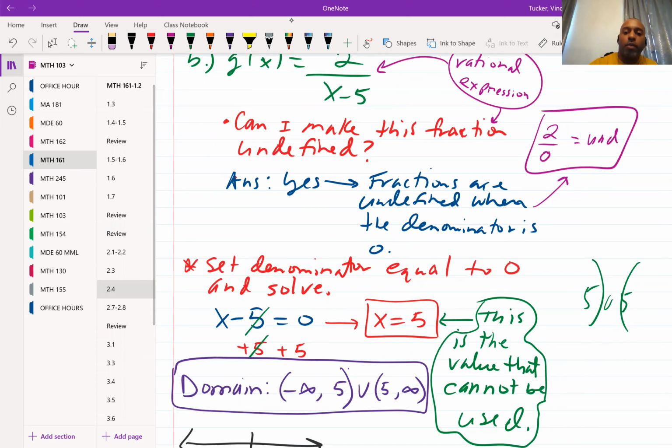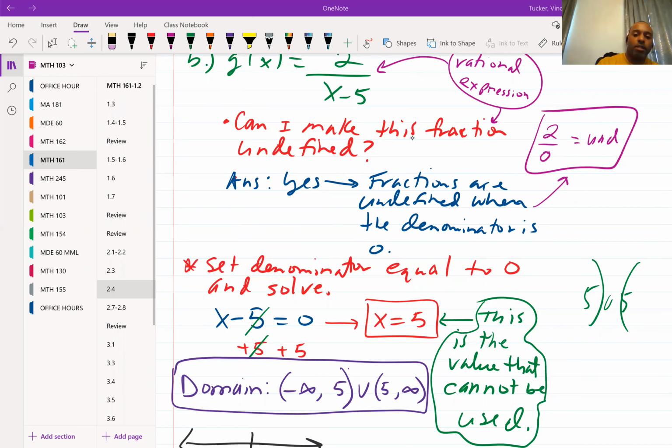Yep. Okay. So now I need a representation, as far as interval notation is concerned, of all the numbers that I can use except for 5. And so that means I can go from negative infinity up to 5. That means I can use 4.9, 4.99, 4.999999. I just cannot use 5, because if I use 5, that'll give me 0 in my denominator. Now on the right side of 5, I can use 5.1, 5.000001. I can use as close as I want to 5. I just cannot use 5, but I can use everything else.